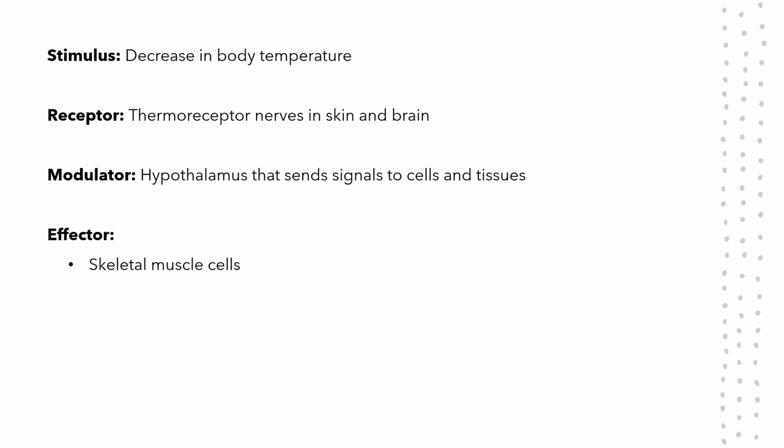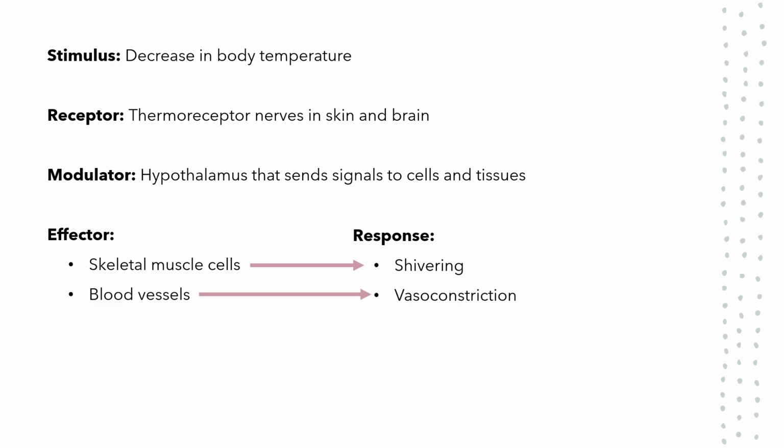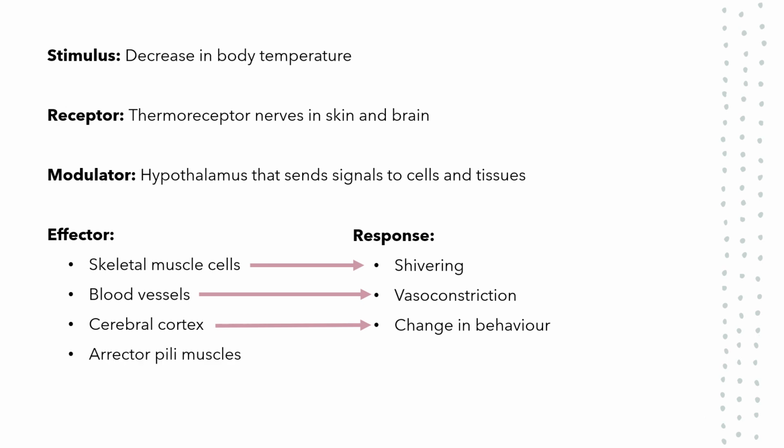An example of an effector is the skeletal muscle cells. Your response is shivering. This response is going to increase the amount of heat that your body produces. Another effector is your blood vessels. They're going to vasoconstrict, right? Remember, vaso means blood vessels and constrict means getting smaller. So your blood vessels are going to get smaller. Cerebral cortex is an effector. Again, the response is changing in behavior. You turn on the heater, you put on a jumper.